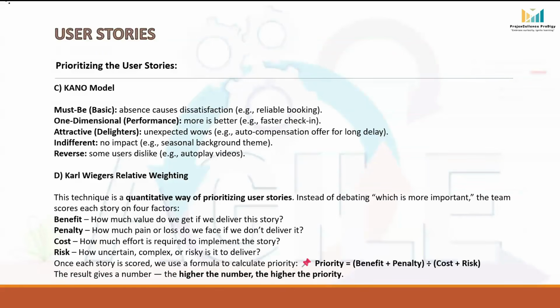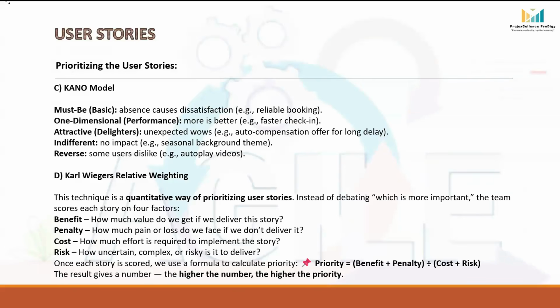Next is Karl Wiegers' relative weighting. This method is a practical and numbers-driven way to prioritize the user stories. Instead of arguing over which story feels more important, this method uses four simple scoring factors. Benefit: what value do we gain if we build this story? Penalty: what do we lose if we don't build it? Cost: how much effort is needed to deliver it? Risk: how uncertain or complex is it to implement?